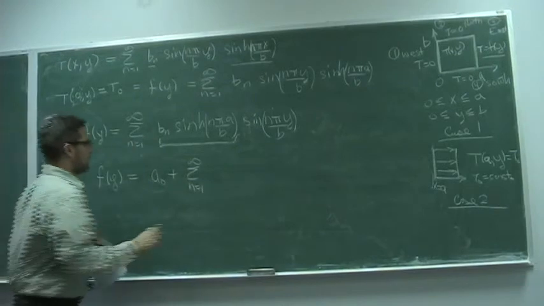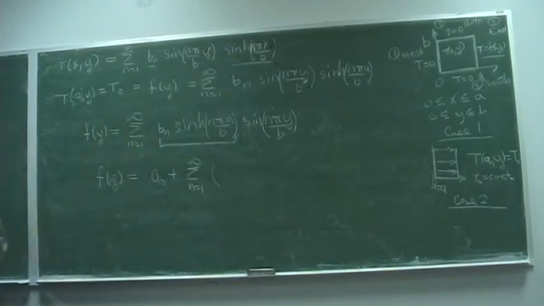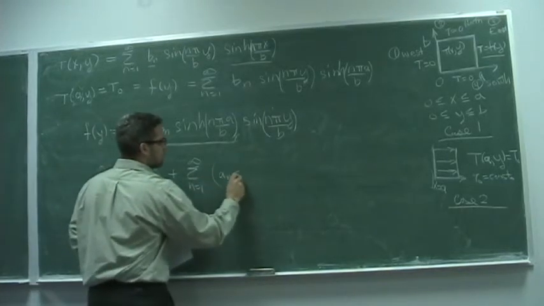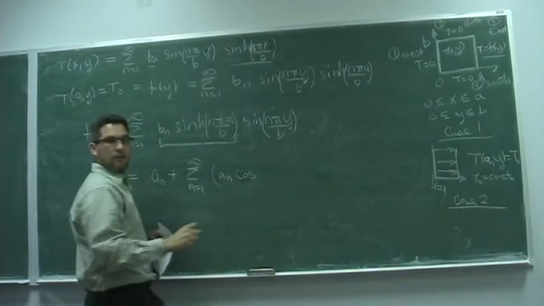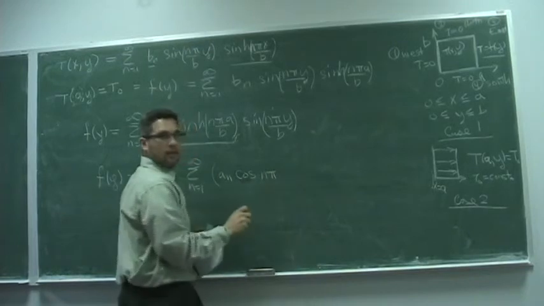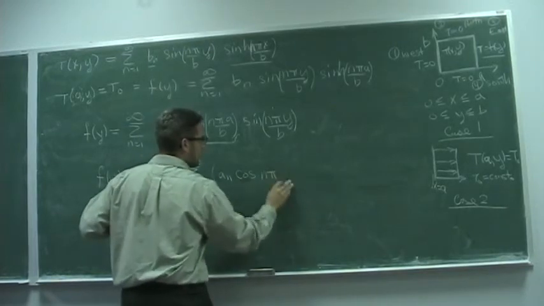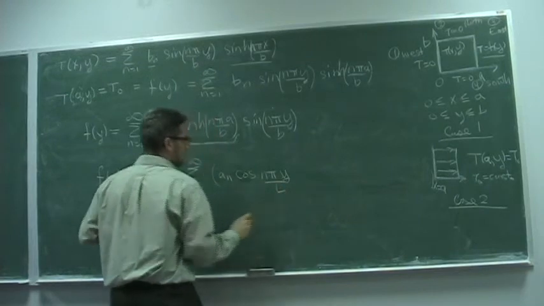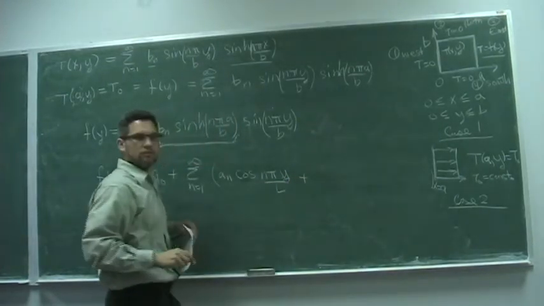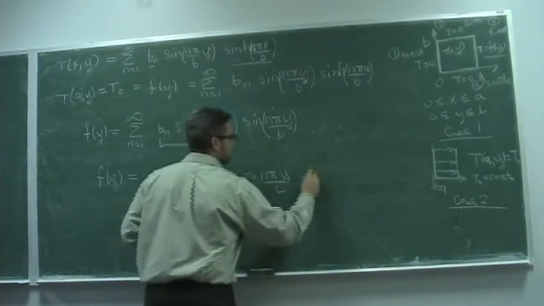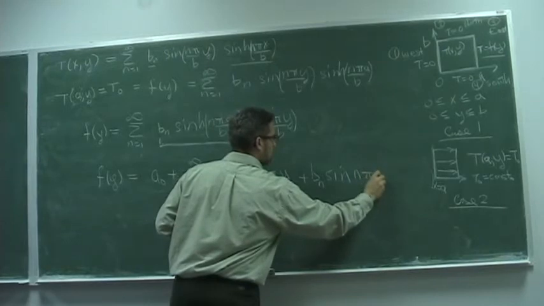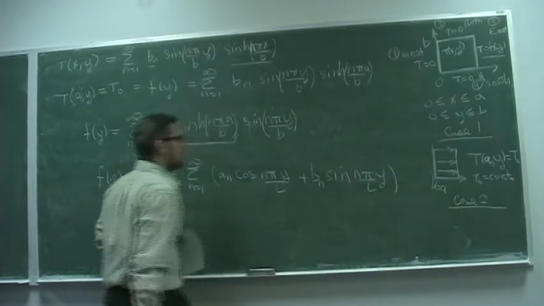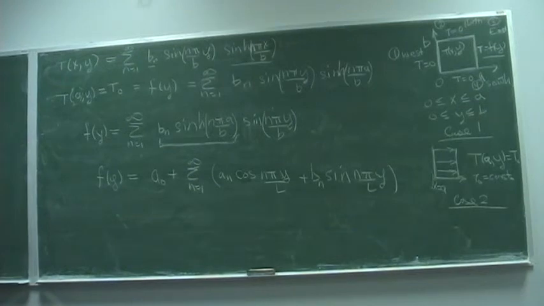Why don't you guys look that up? What's the rest of this? What's the Fourier expansion look like? a sub n times cosine n pi y over L plus, what's the next term? b sub n sine n pi y over L. Okay, that was our Fourier expansion that we had before, right?